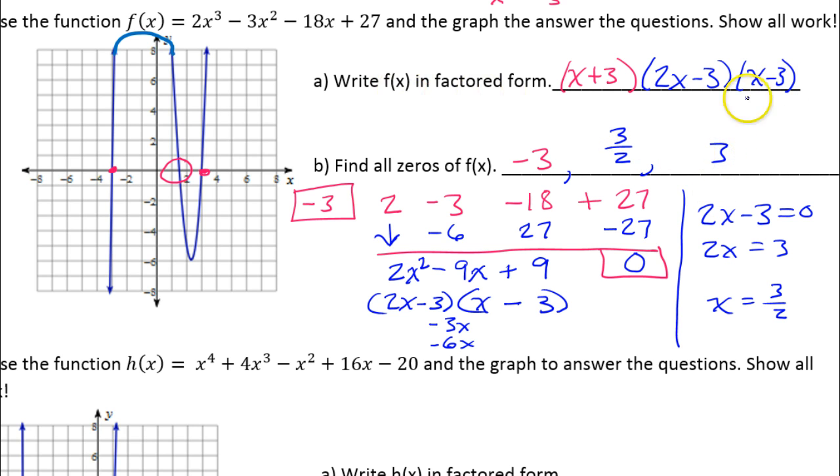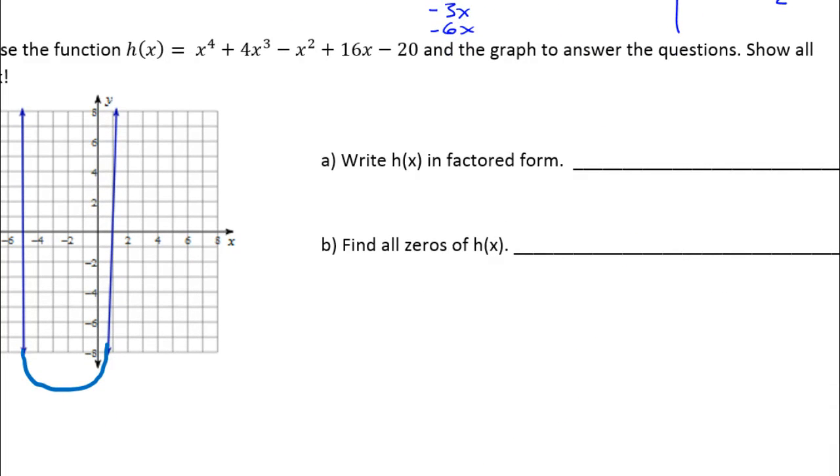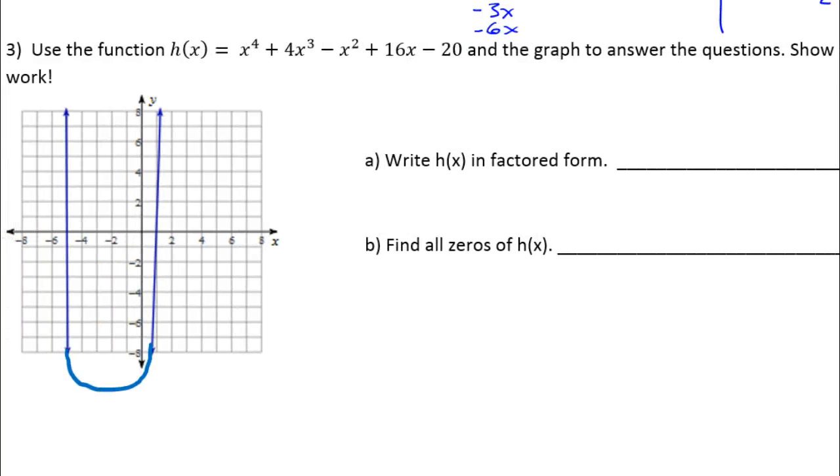So there it is, factored form, and here are the zeros. You see the negative 3 and the positive 3 that you see on the graph. And then there's this one that's in between the lines. That was this 3 over 2. Okay, the next one is very similar, so let's do it on the same video. It's pretty much going to be the same thing.